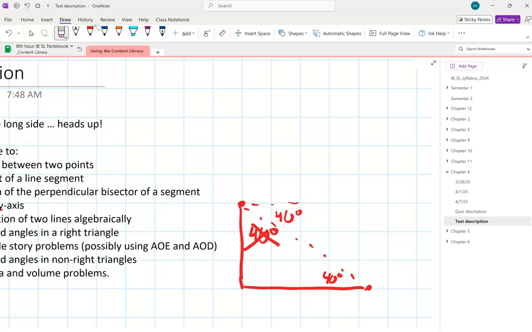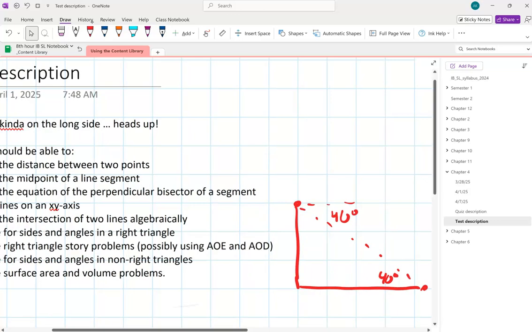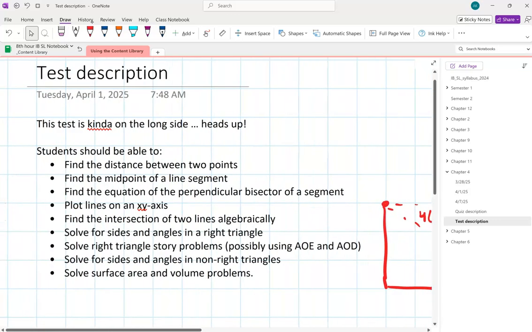Okay. So again, just wanting to touch on that. That was a common mistake. You should be able to solve for sides and angles in non-right triangles. How do you do that?